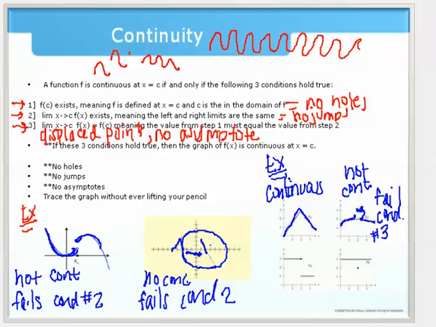This example down here in the bottom left-hand corner, obviously this is not continuous. I can't trace it. The left-sided limit and the right-sided limit are not the same. That fails condition 2. And the last example here, when I trace it, I have to go over that displaced point, go down to here, so it's not continuous. We have another displaced point, so it's going to fail condition 3.